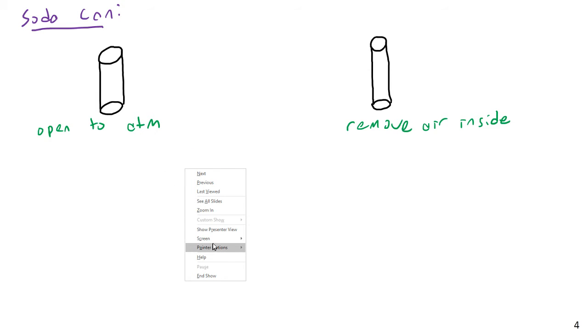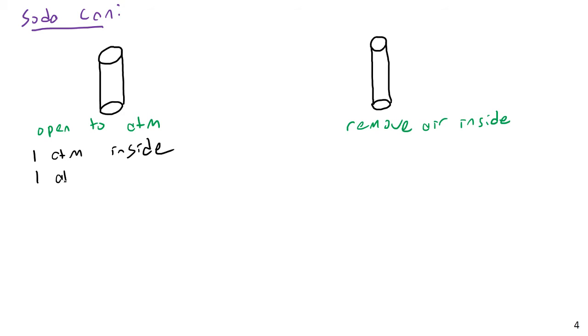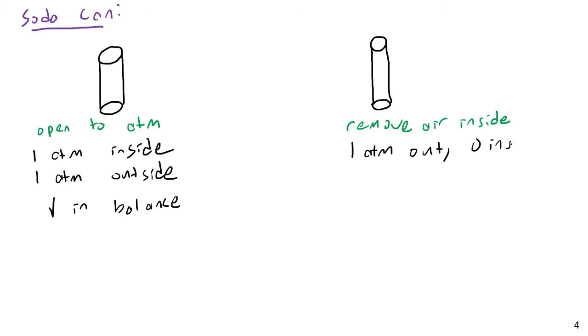Well, as you can probably see, this isn't going to go well for the can on the right. This one here is 1 atmosphere inside, 1 atmosphere outside. In balance, the can doesn't really have to take any pressure forces. Here we have 1 atmosphere outside, 0 inside, and now the can will have to try to resist the full force of the atmosphere with nothing to balance it. So what's going to happen is that the can will crush.